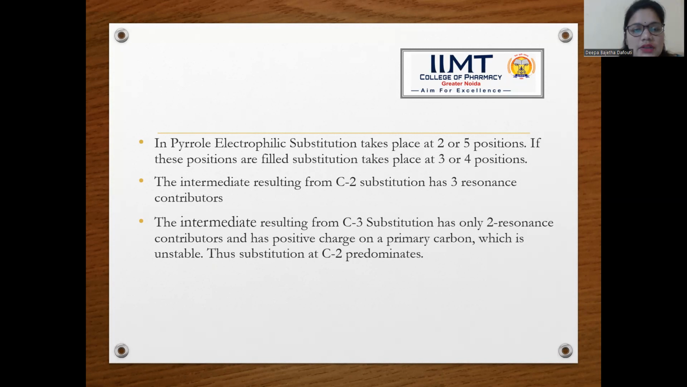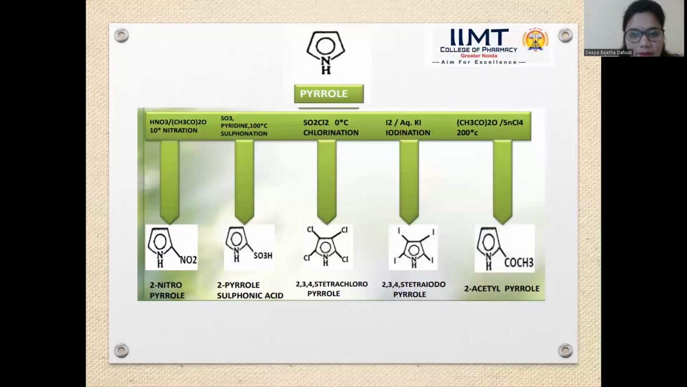The intermediate resulting from carbon second substitution has three resonance contributors. The intermediate resulting from carbon third substitution has only two resonance contributors and has a positive charge on a primary carbon, which is unstable. The substitution at carbon 2 is predominant. Next is nitration, sulfonation, chlorination and iodination reaction with pyrrole.